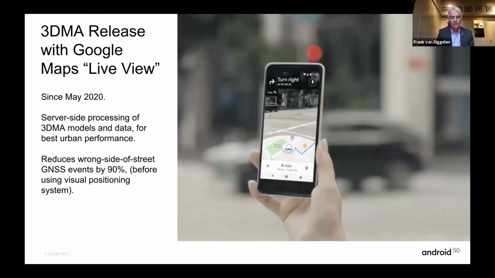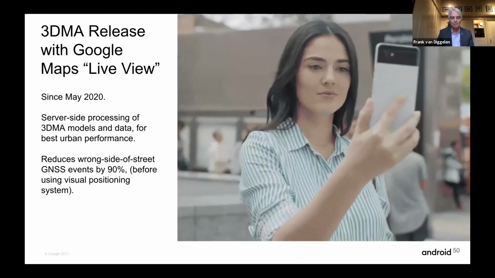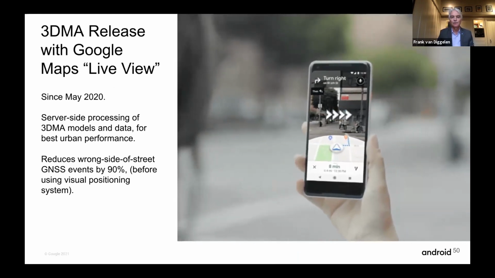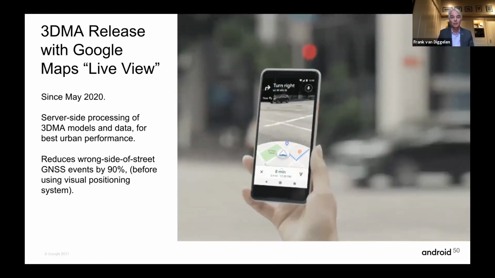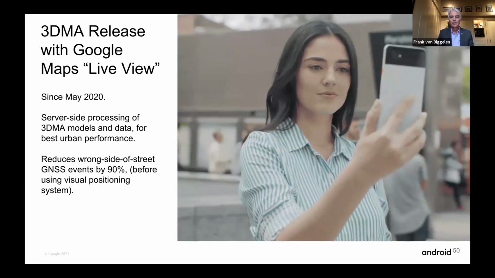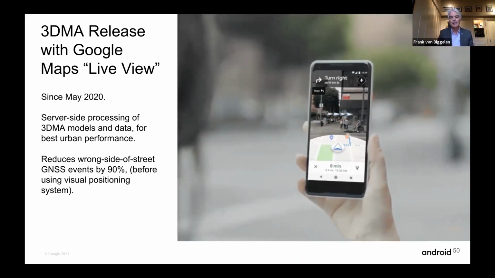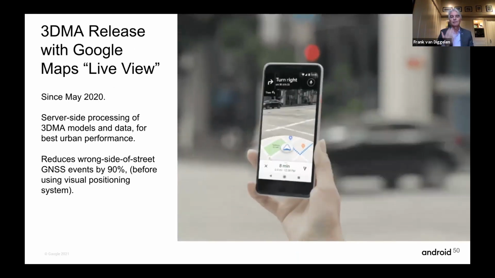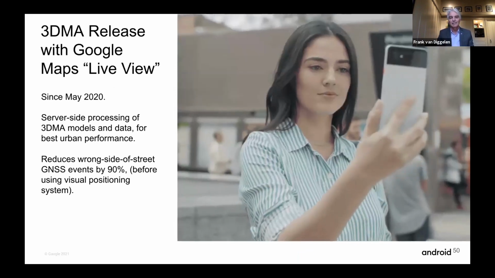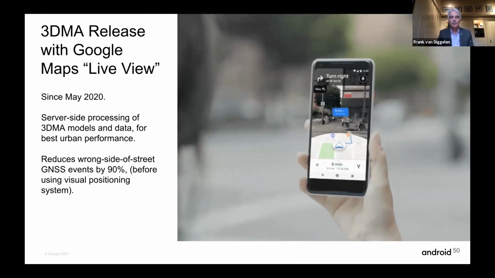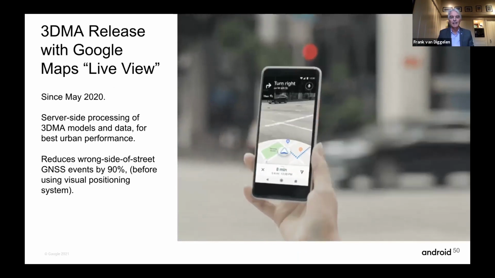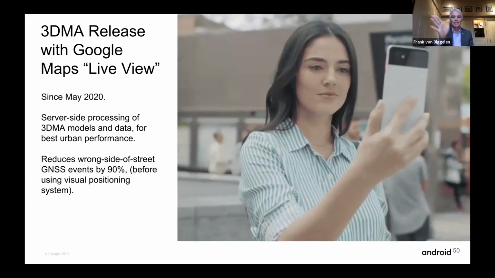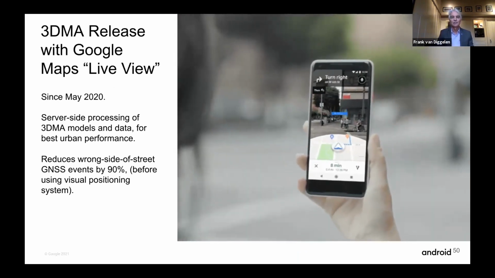The first one is on Google Map Live View. Live View is a feature of Google Maps that's shown here in this little video, where instead of looking at a 2D map and trying to interpret that when you're in a city, you lift up the phone and it'll automatically bring up the camera and then show you augmented reality overlays to tell you, turn right here, as you can see she's looking at.